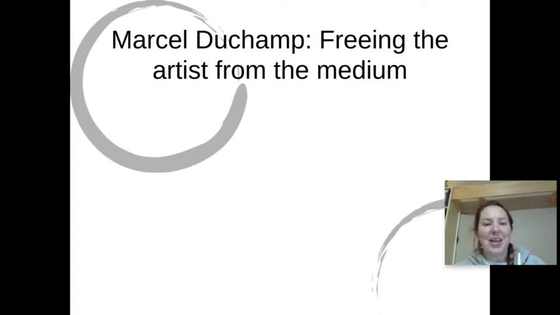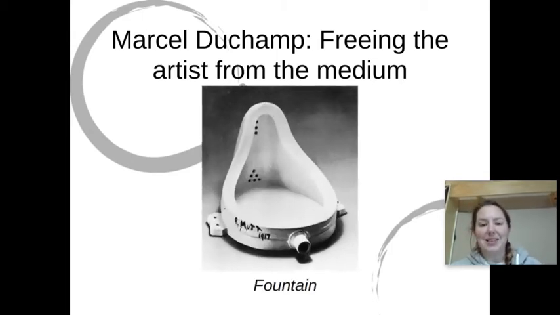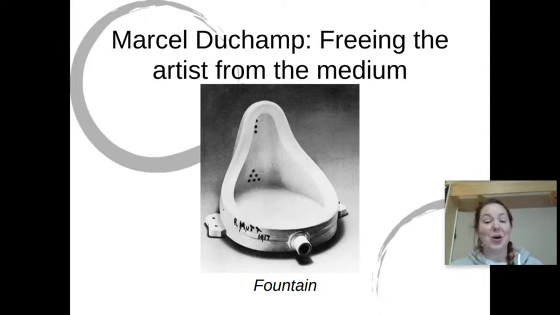So I wanted to take a look at one of my favorite artists and pieces of artwork by Marcel Duchamp, which really helped to free artists from their medium. And the artwork that did that is this piece here. It's called Fountain, and it is indeed a urinal turned on its side, and it has a fake name on it. It says Armut 1917.